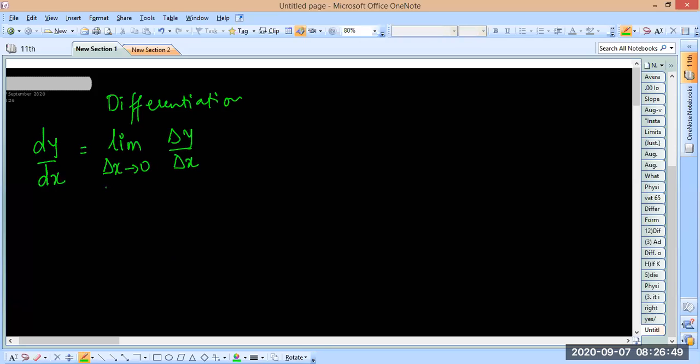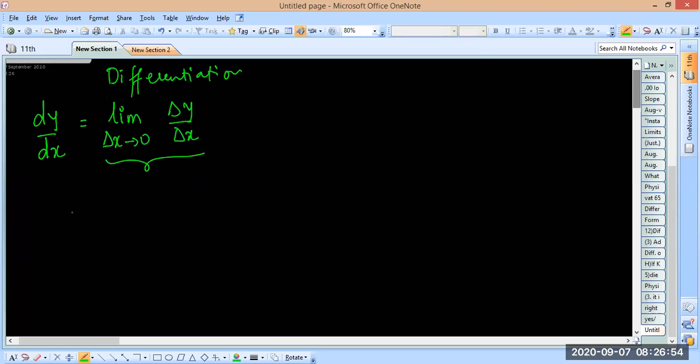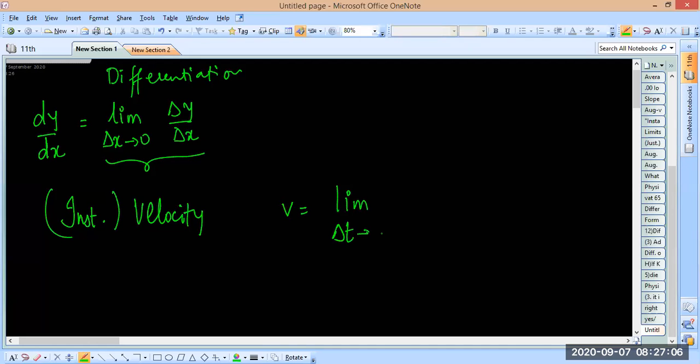Now, you see this kind of situation happens with velocity. Let's talk about instantaneous velocity. Think about it. What's the formula of instantaneous velocity? It is v is equal to limit delta t tends to 0 delta x by delta t, right? I hope everyone remembers it. So this is velocity, right?